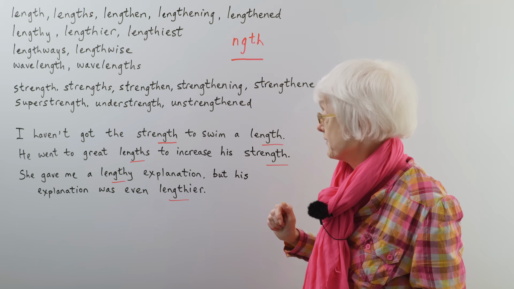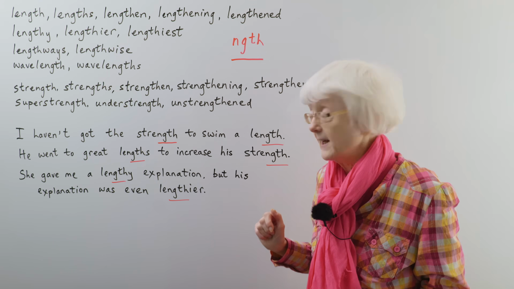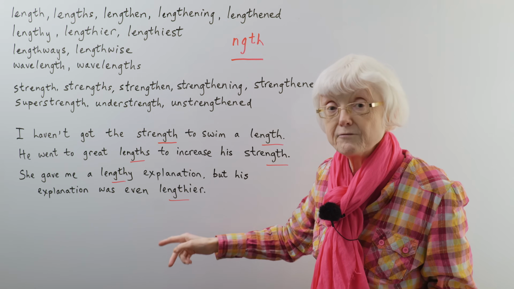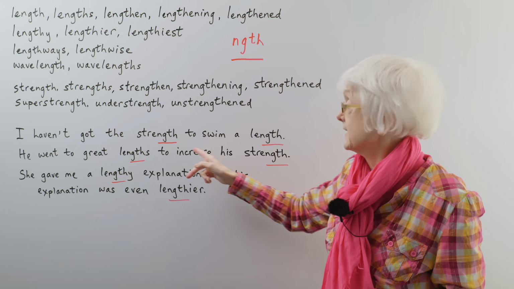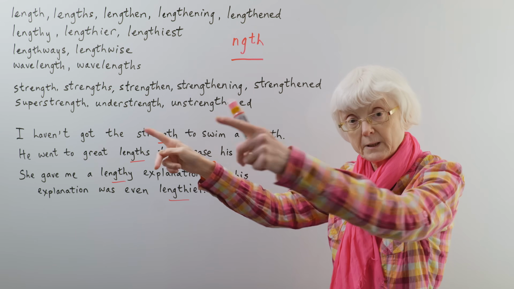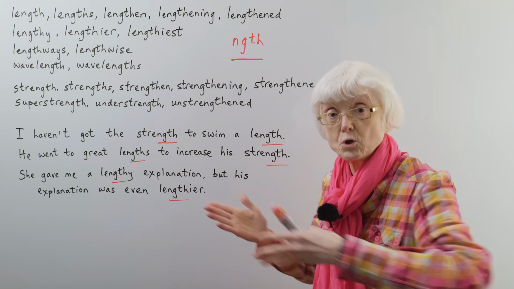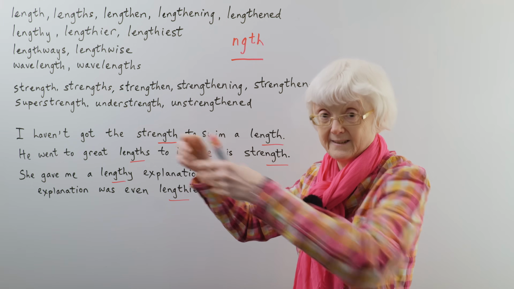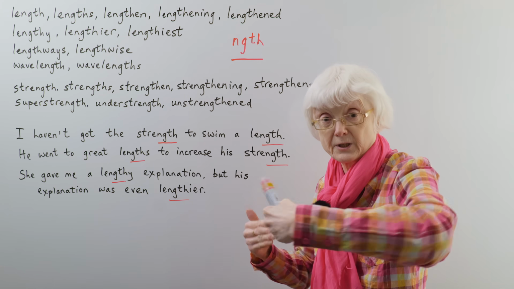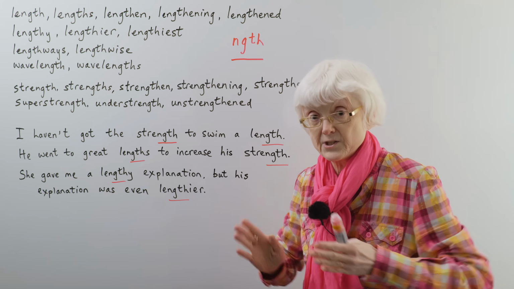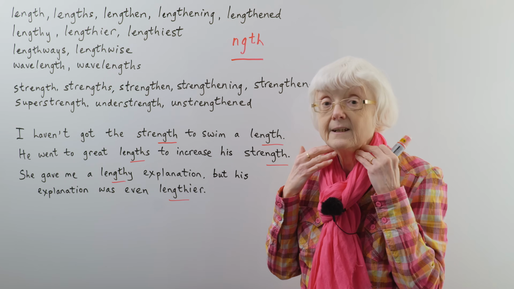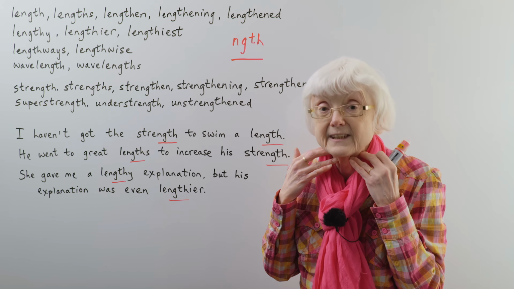Right, and then we have three sentences to end with. So let's just try these. I haven't got the strength to swim a length. So in the swimming pool, the length is the longer distance. The width is the shorter distance that goes across, the width, but this is the length. So I haven't got the strength to swim a length.